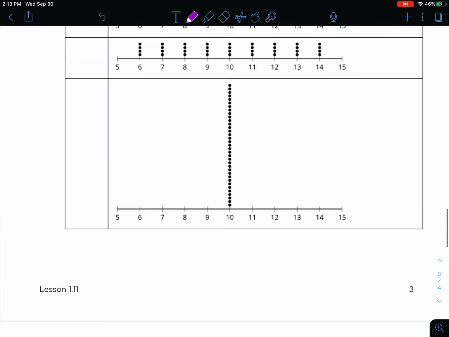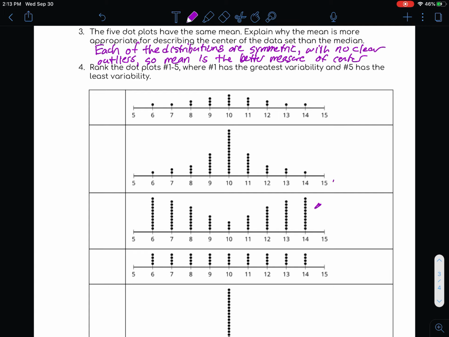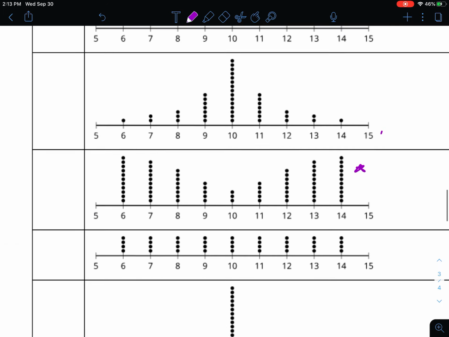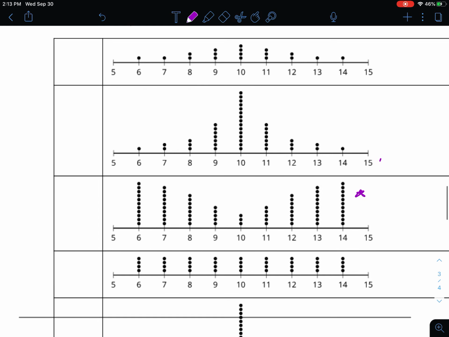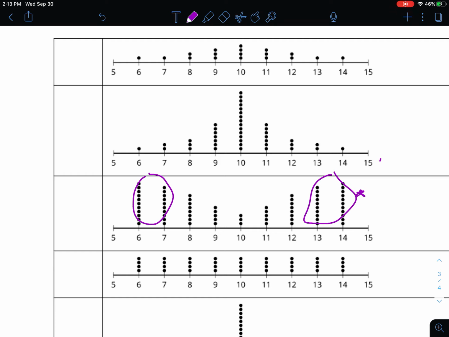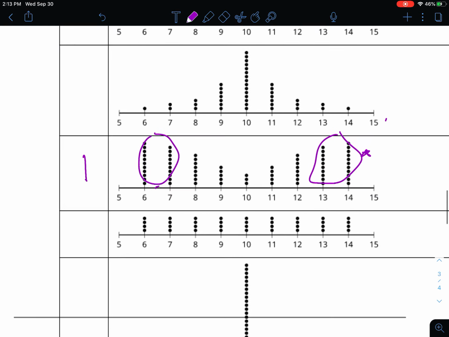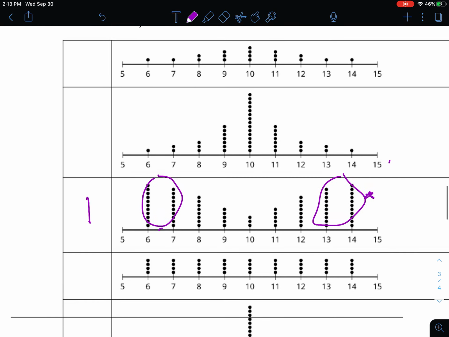Well, look at this one right here. Oops, let's go back here. This one here has quite a bit of spread, and then it's got like the ends of the spectrum. It's got like clumps on both ends. All right, so it's going from 6 all the way up to 14, so that's quite a bit of spread, but it's kind of like there's no clear direction on where the spread is going, so it's like all over the place. So this one right here is probably the one with the most spread, the most variability.